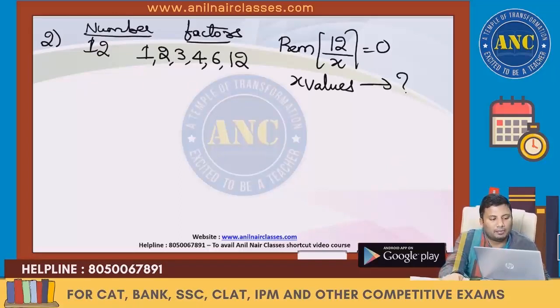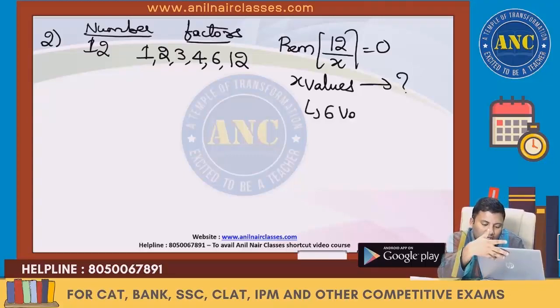12 divided by 1, remainder 0. 12 divided by 2, remainder is 0. 12 divided by 3, remainder is 0. 12 divided by 4, remainder is 0. 12 divided by 6, remainder is 0. 12 divided by 12, remainder is 0. How many values will x take? A total of 6 values.